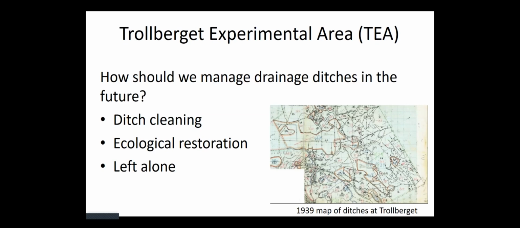So this brings us to, as Hjalmar has already introduced, this new Trollberget experimental area where we're studying the effects of past human land use, namely ditch digging for forestry, and how we should best manage ditches to meet sustainable forestry goals. As Hjalmar stated also, we're studying ditch cleaning, ecological restoration of ditches, and just leaving them alone.